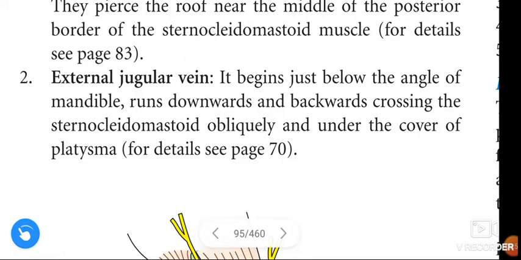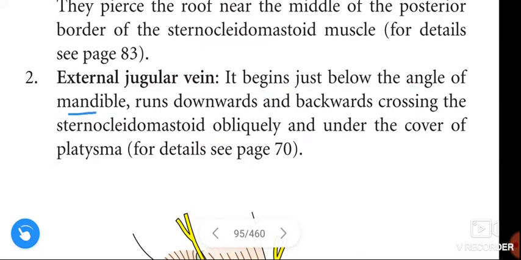Next, external jugular vein. It begins just below the angle of the mandible, runs downward and backward, crossing the sternocleidomastoid obliquely under the cover of the platysma. Once again, the external jugular vein begins just below the angle of mandible and runs downward and backward, crossing the sternocleidomastoid obliquely under the covering of the platysma.